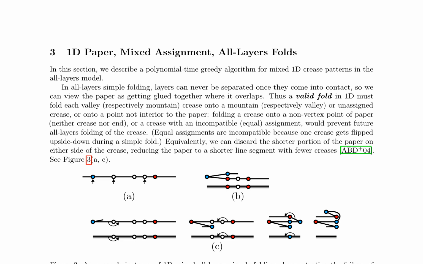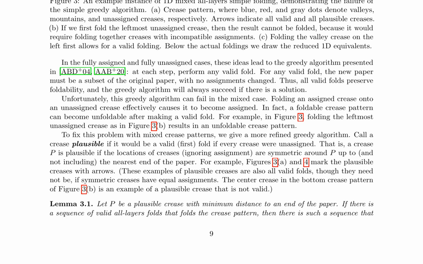Equivalently, the paper can be reduced to a shorter line segment with fewer creases by discarding the shorter portion of the paper on either side of the crease. The simple greedy algorithm, which performs any valid fold at each step, fails in the mixed case because folding an assigned crease onto an unassigned crease effectively assigns it.